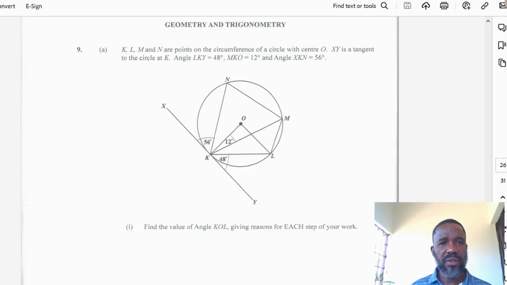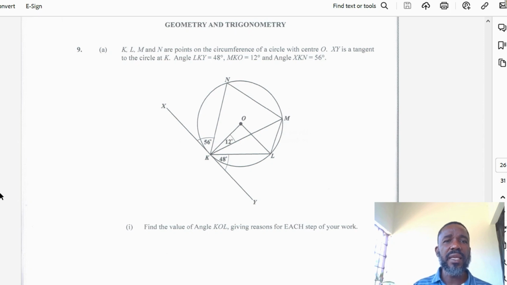Welcome to another video. We will continue with the solution of the January 2024 paper. We are on question 9. In this question, we are only going to do part A, the circle theorem question, as I find that there is an error with part B of the question. So we are only going to do 9A until we sort out the error in part B of the question.